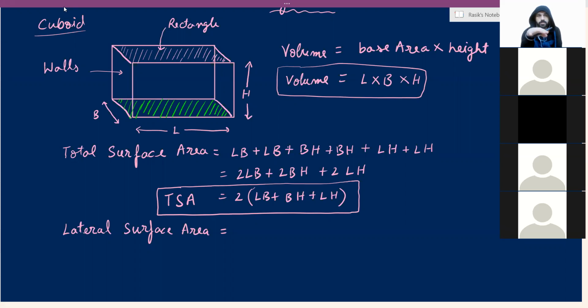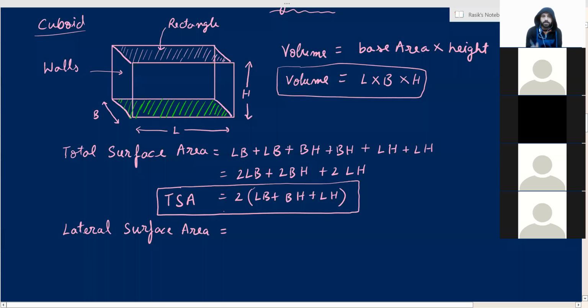Your room has a floor. Don't include the area of floor. Don't include the area of ceiling also. If we include the area of floor and ceiling and all the four walls, then we get total surface area. But if we skip the area of floor and ceiling, we get lateral surface area. That means area of only four walls.